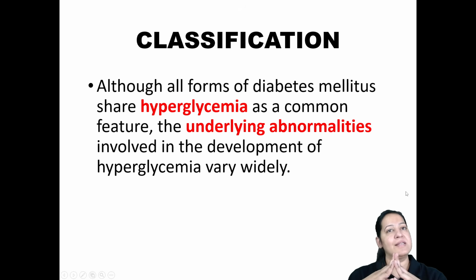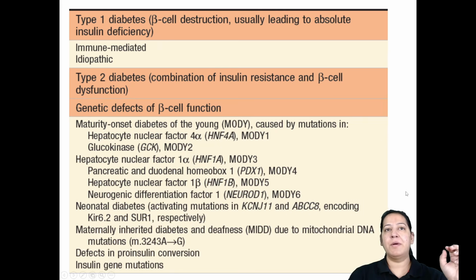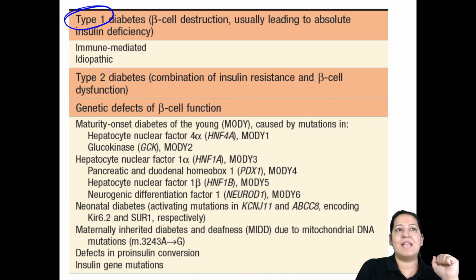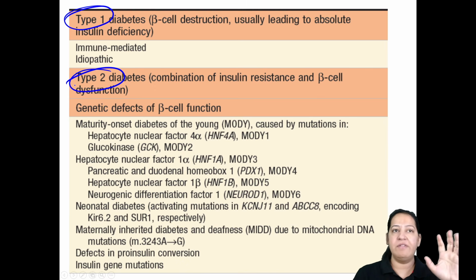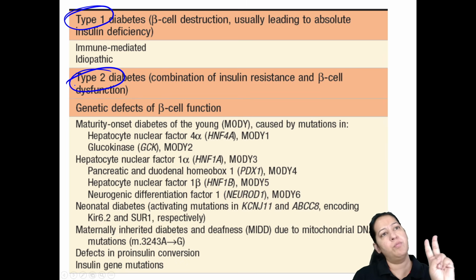Let's come on the classification of diabetes. Diabetes is basically of two types, type 1 diabetes and type 2 diabetes. I will teach you both in detail.